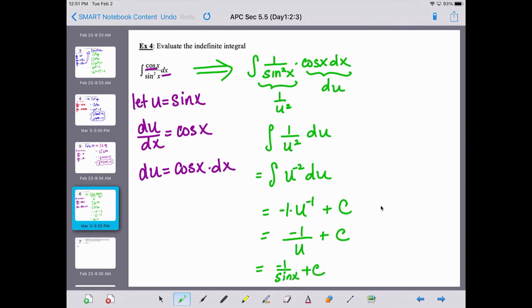And I'm sure you recognize that the reciprocal of sine is cosecant. So we could also write this, it's a fine answer, as negative 1 over sine x plus c, but this could also be written as negative cosecant x plus c. Either one of these would be a correct solution.